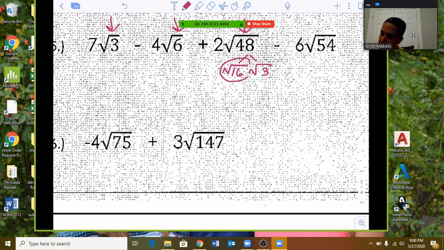Okay, 16 breaks free, becomes a 4, 4 radical 3, and don't forget about that 2, bring that 2 down. So we have 2 times 4, 8 radical 3.